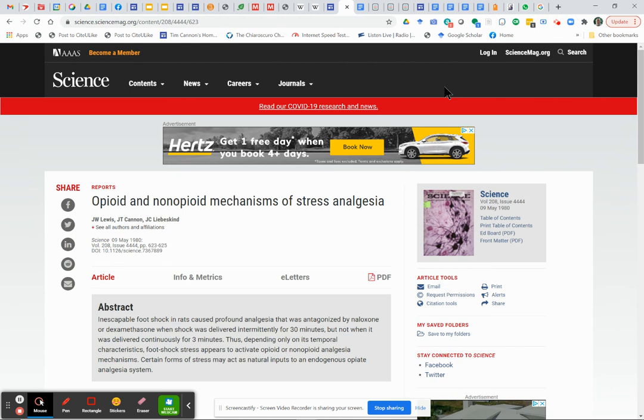So Lewis, Cannon, and Liebeskind, the journal Science, which was quite the deal. And there's the abstract: inescapable foot shock, which is going to be relevant to part of this chapter, causes profound analgesia that could be antagonized by naloxone, which can block opioids, or dexamethasone, which I hadn't thought about in a long time. I even forgot about this. That's used to treat some COVID symptoms now.